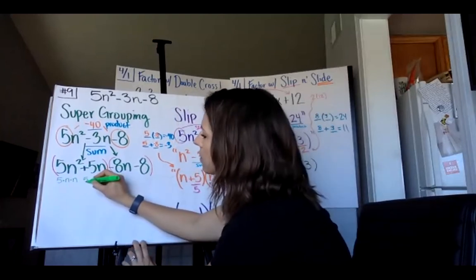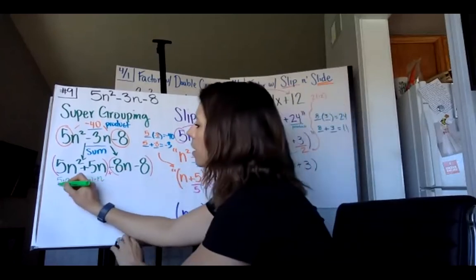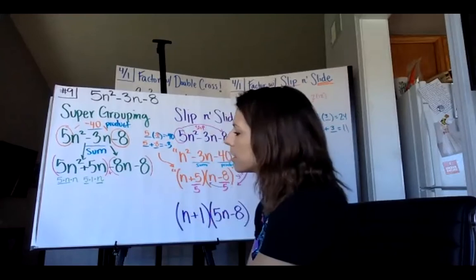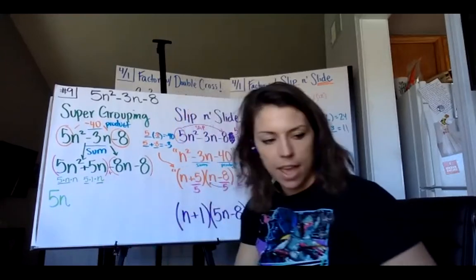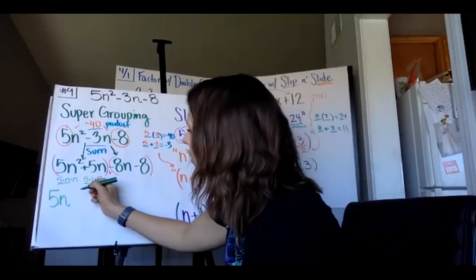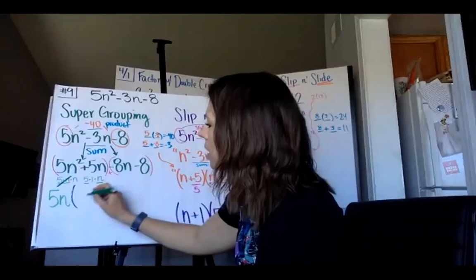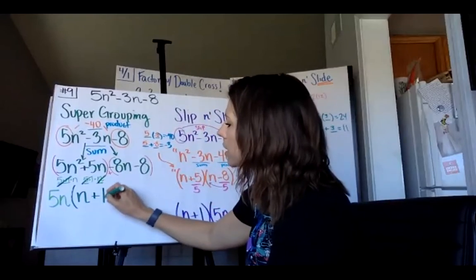Positive 5n is 5 times 1 times n. What do they have in common? They both have a 5n. So I factor out 5n, and then it's what is left behind. After I factor out 5n, I'm left with n in the first term and 1 in the second term.